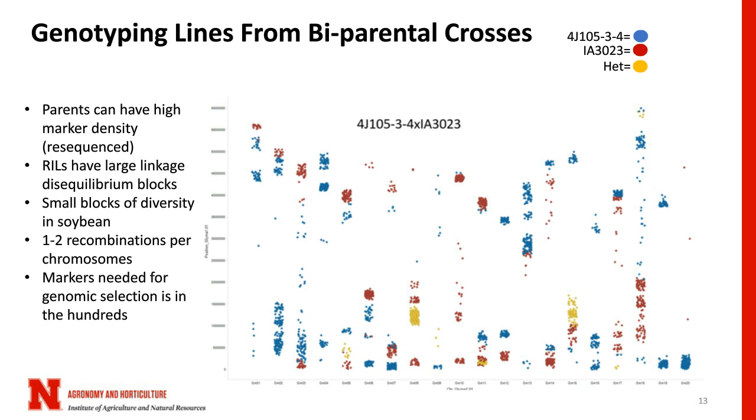And first thing, soy has very little diversity in elite breeding lines. And the first thing that really stands out is there's not a lot of diversity segregating in this particular line that you need to select upon. And you see here in RILs, you have 1 to 2 recombinations per chromosome. And so you don't need a lot of markers to select upon. And there's like 50 to 60 small diversity blocks that are segregating in this cross. So between the small diversity blocks and 1 to 2 recombinations per chromosome, the number of markers needed for genomic selection is really in the hundreds. You don't need high density data for these populations that you're selecting upon.